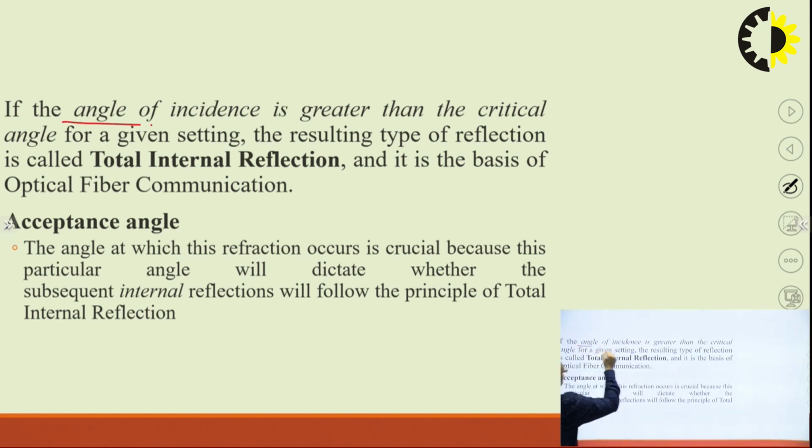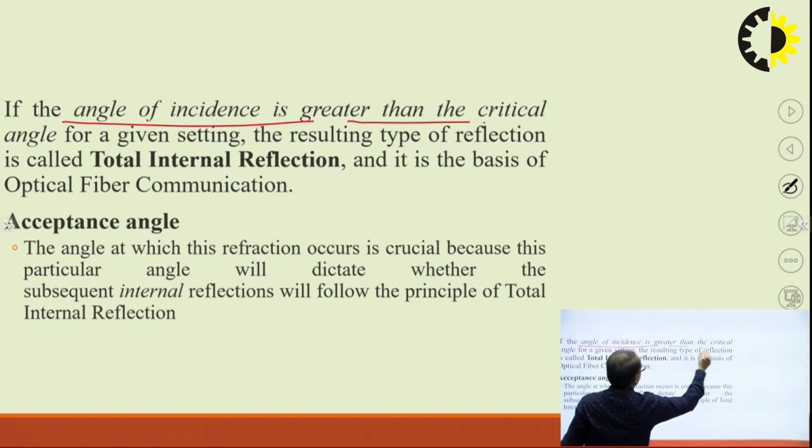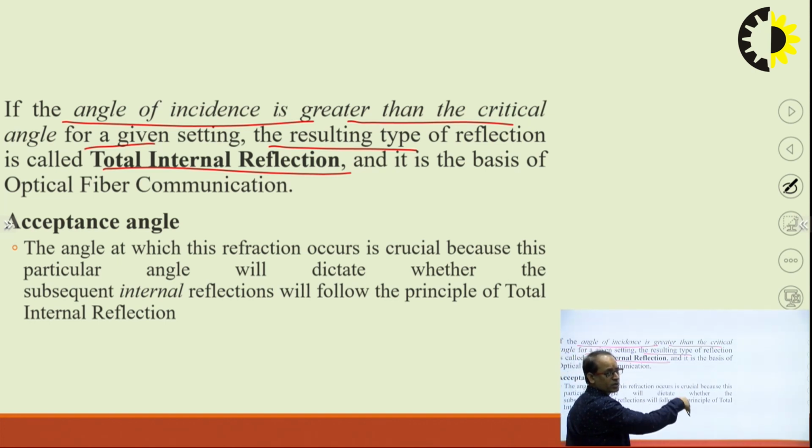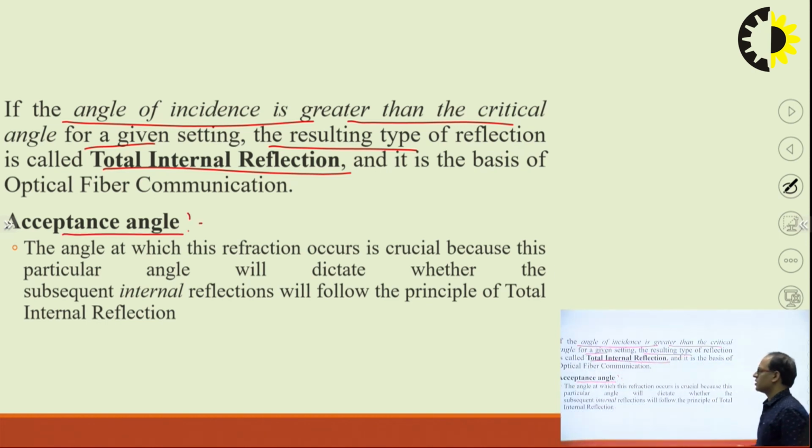So if I further increase the angle of incidence greater than the critical angle for a given setting, the resulting type of reflection is known as total internal reflection. It means the reflected wave will get reflected back into the same medium. Clear? Now the next term we will discuss here is the acceptance angle.